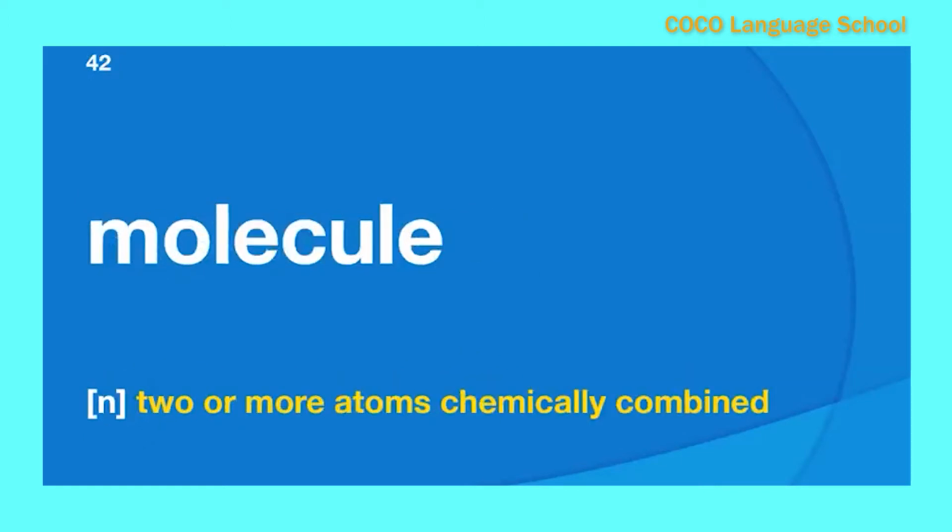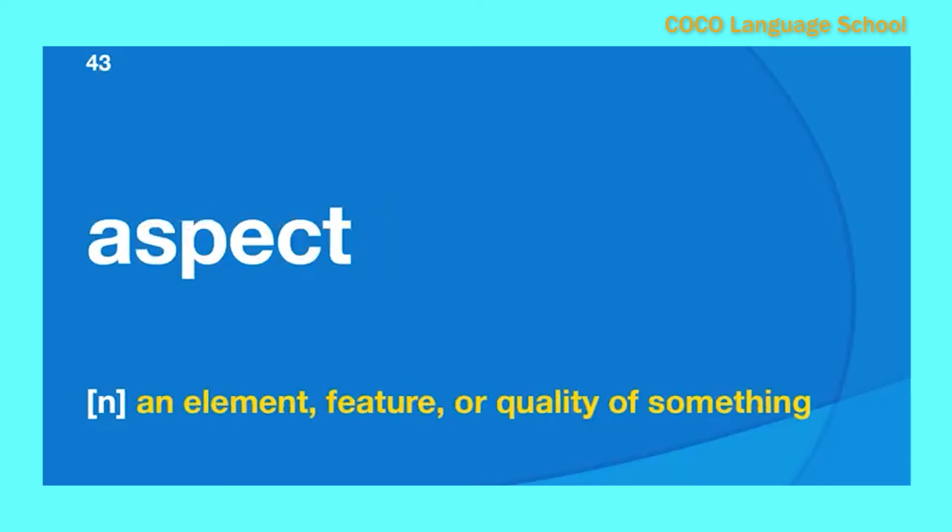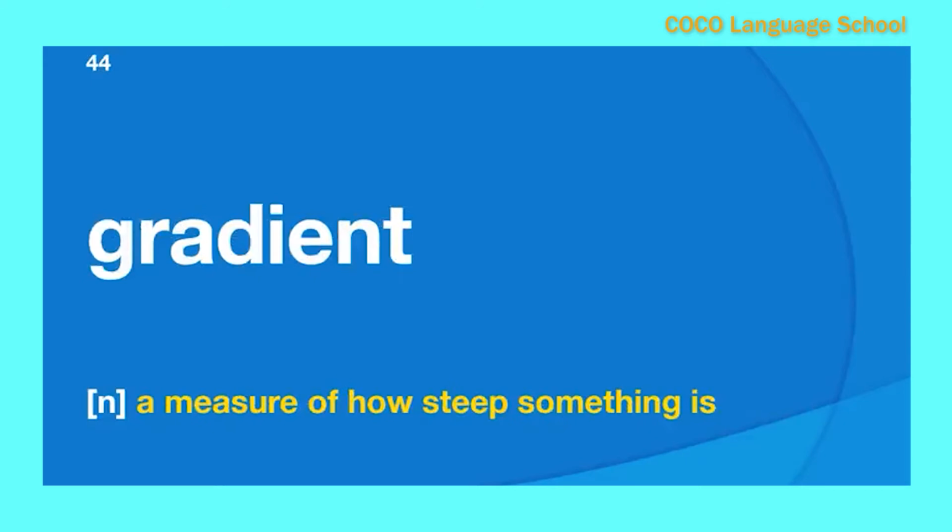Two or more atoms chemically combined. Molecule. An element, feature, or quality of something. Aspect. A measure of how steep something is. Gradient.